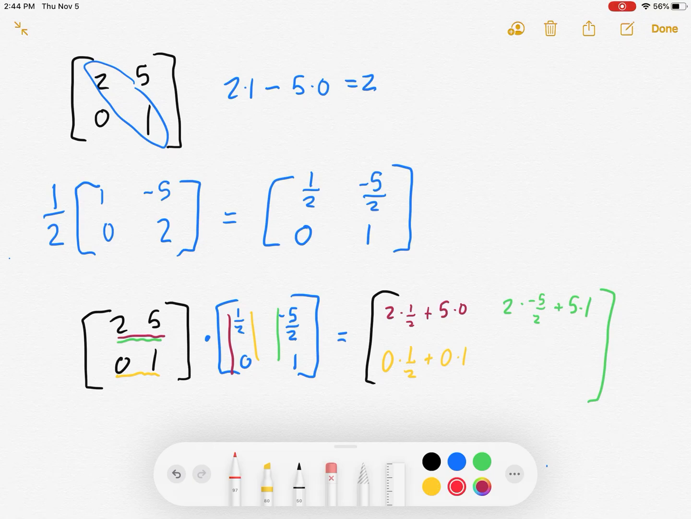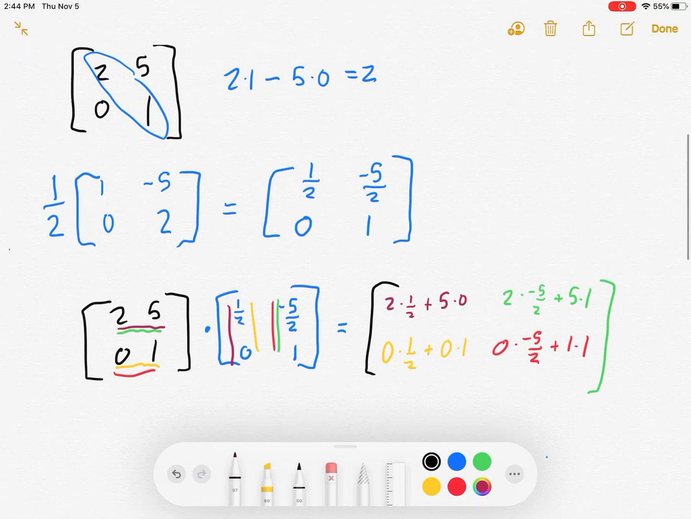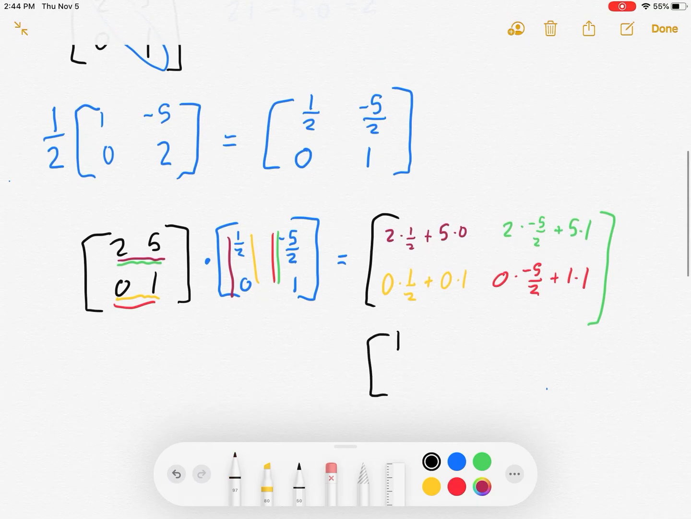And our last one, this row, this column. So that'll be 0 times negative 5/2 plus 1 times 1. We go ahead, do some math. We end up with 1, 0, 0, 1. This is the identity matrix.